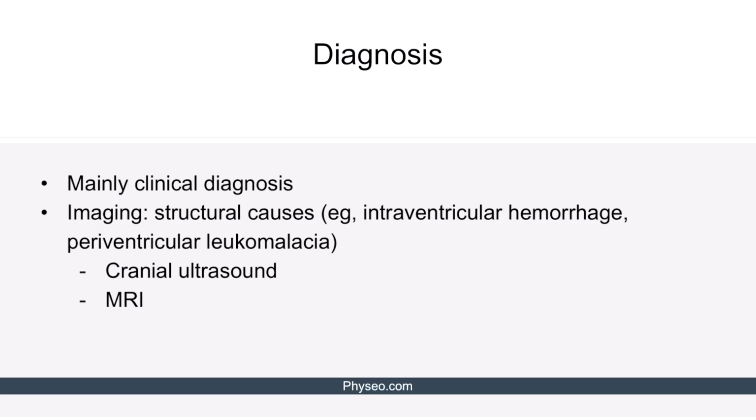Cerebral palsy is mainly a clinical diagnosis. Imaging with cranial ultrasound or a brain MRI can identify structural causes such as intraventricular hemorrhage, periventricular leukomalacia, or other structural abnormalities. Periventricular leukomalacia is characterized by symmetrical periventricular focal necrosis and cystic formation, as well as diffuse white matter injury in the brain of a premature infant.